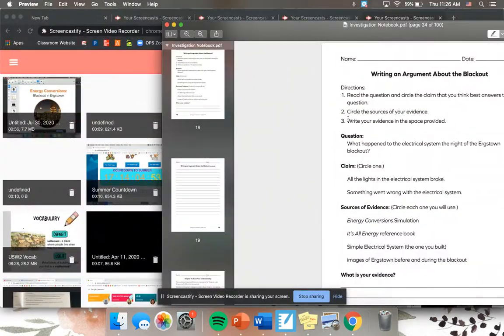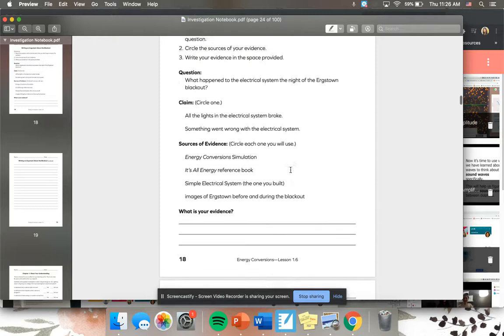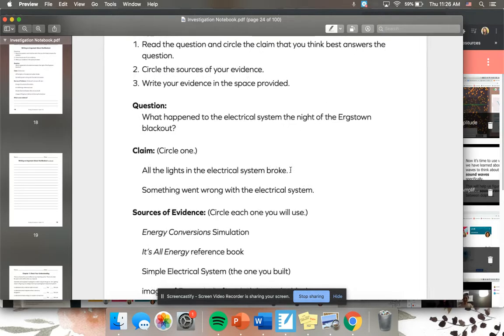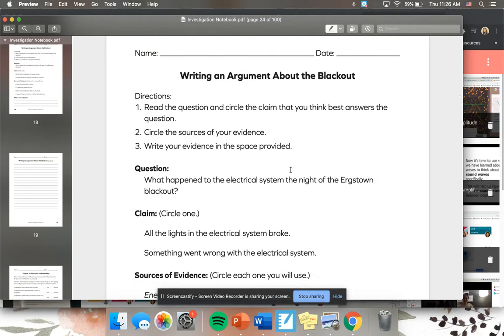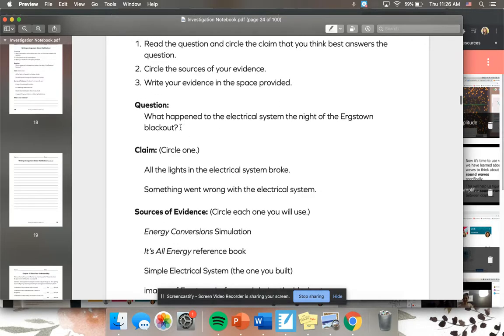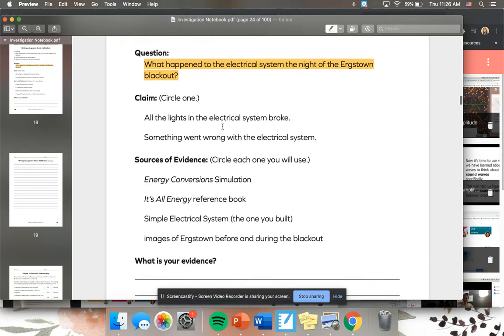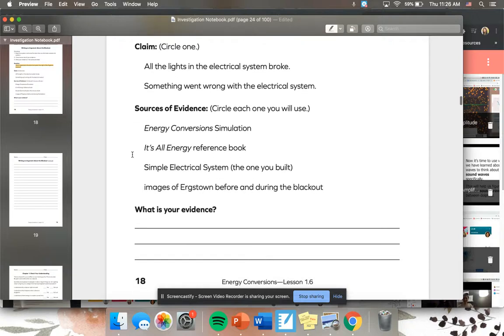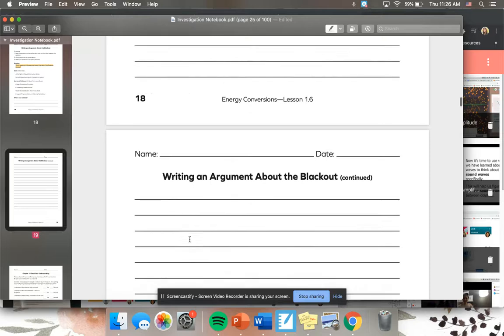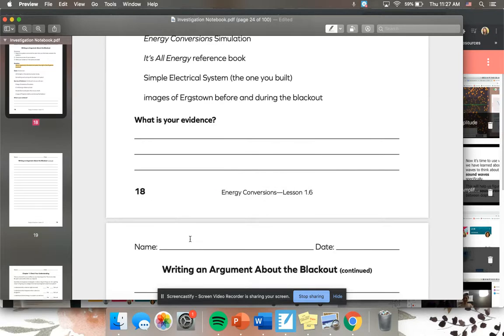When we go to the workbook, this is on page 18-19. This is their first challenging assignment, like I said: writing an argument about the blackout. Here's that question that I had read before. What happened to the electrical system? They have to think about these two claims that were given, decide which claim is best, use all of the evidence that they've learned, and write this little essay to explain what their evidence is.